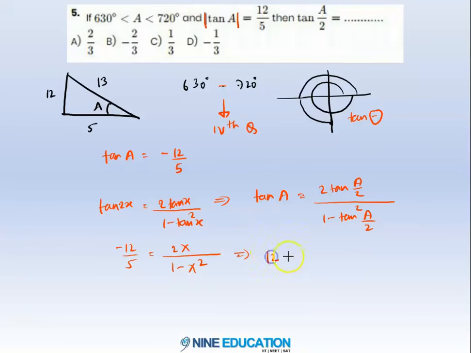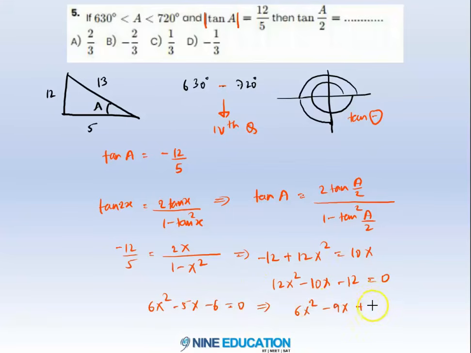So this is nothing but minus 12 plus 12x square equals 10x. So 12x square minus 10x minus 12 is equal to 0, or 6x square minus 5x minus 6 is equal to 0. I can split this 5x as minus 9x plus 4x, minus 6 is equal to 0. So 3x common, it will become 2x minus 3, and here also 2 common, 2x minus 3 equals 0. So in one bracket we'll be getting 3x plus 2, another bracket is 2x minus 3, equal to 0.